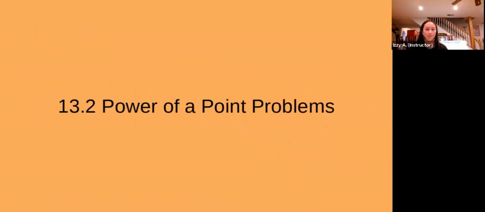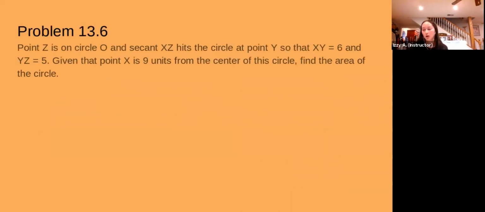Okay, so next we have 13.2, which is more about different problems that we would deal with by using power of a point. Okay, so next we have 13.6. Point Z is on circle O and secant XC hits the circle at point Y, so that XY is equal to 6 and YZ is equal to 5. Given that point X is 9 units from the center of the circle, find the area of this circle.